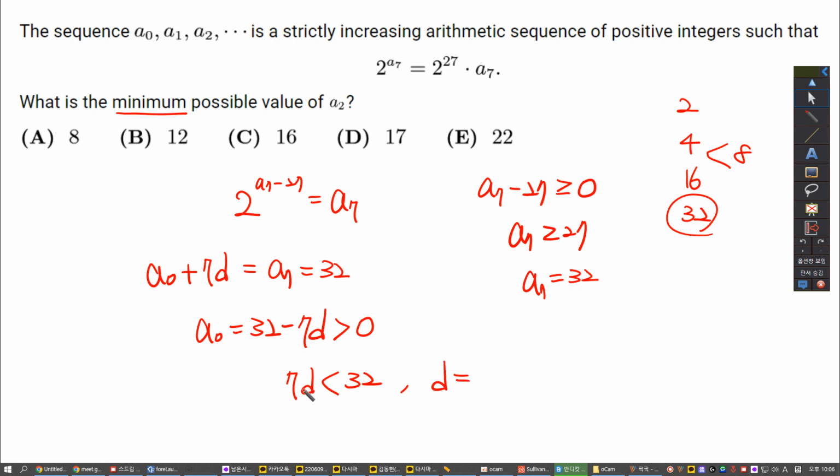Yeah, 4. Yeah, integer value 4. So now the common difference is 4. So that means when d is 4, a0 is also 4, and then we keep adding 4 to the sequence. So what will be the value of a2? So a1 is, and a2. Can you find the value of a2, if we keep adding 4? 12? Yeah, 12 is the value of a2.